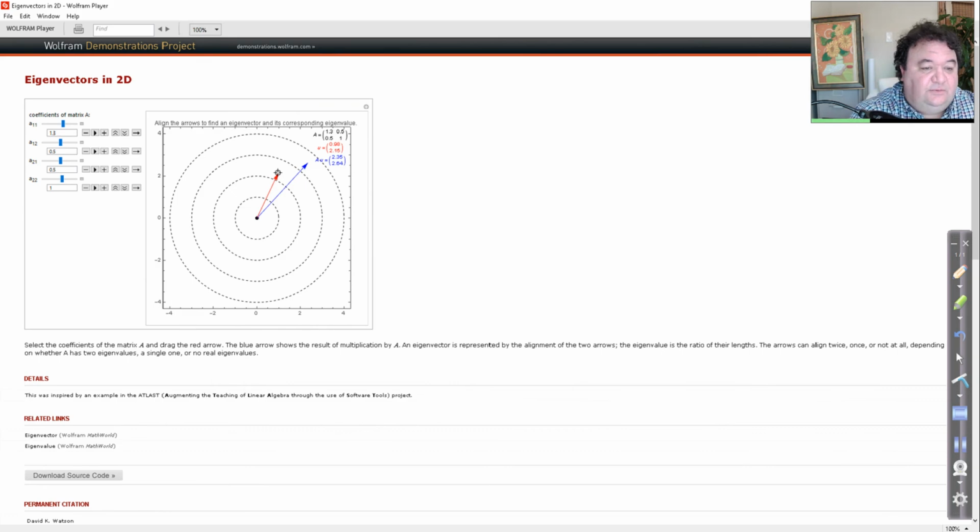Geometrically, what does it mean? If I find a location where I multiply the red vector by the matrix, and I get a vector that has the same direction, so it's the same as multiplying the vector by a scalar, modulo adjusting for the length, then this is the direction of an eigenvector.